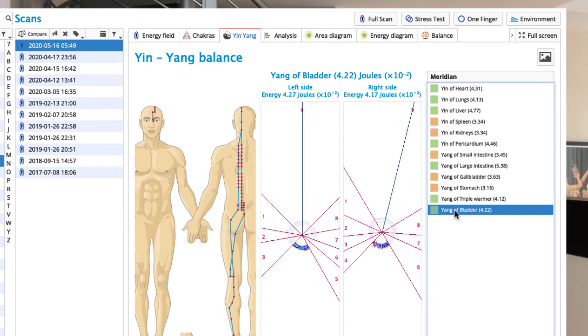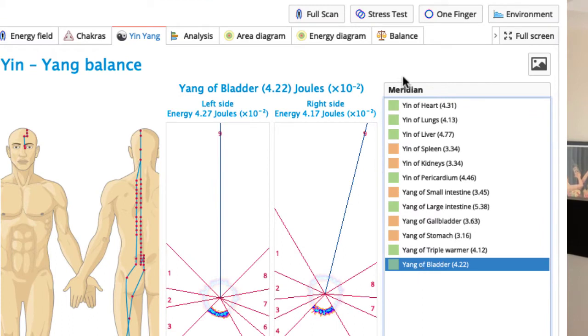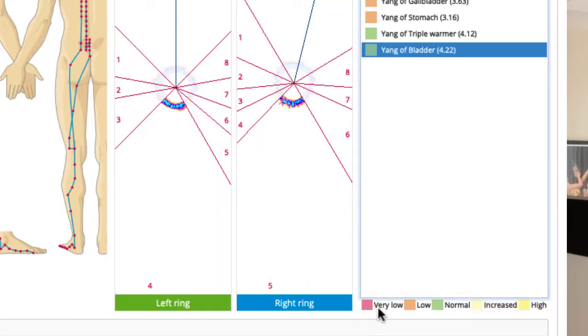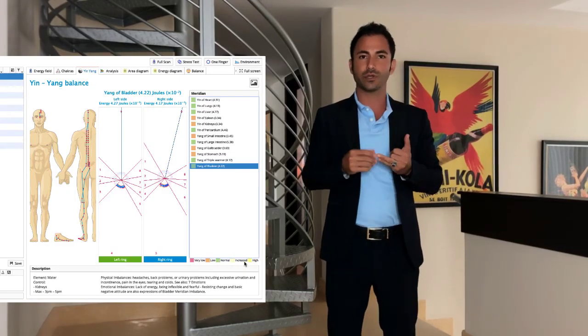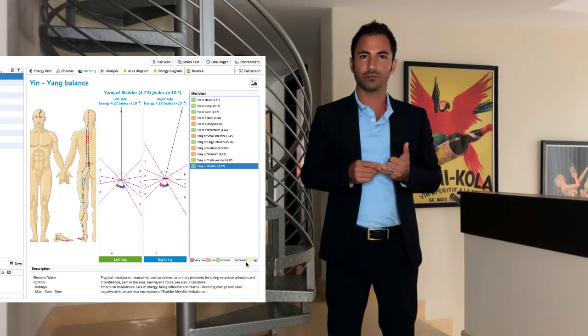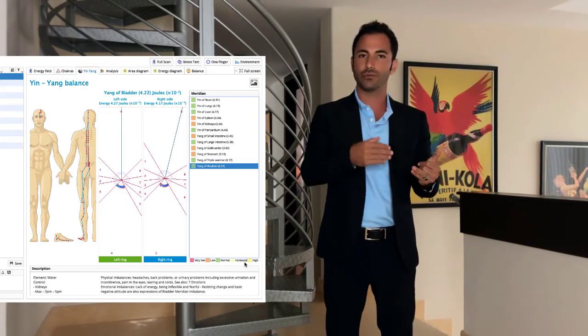Now, with that explanation, in the Yin Yang tab, we see on the right-hand side that there are 12 different meridians, and they're color-coded with different colors. We have the color green, which is a sign of wellness and the optimal amount of energy in those meridians. That means they're passing that energy through these energetic lines perfectly. Now, if the color is yellow, that means that there's a hyperactivity in those areas. That means there could be too much energy going through.